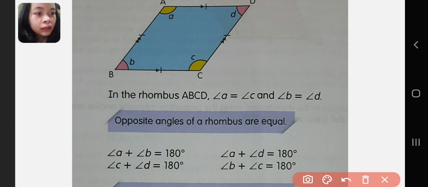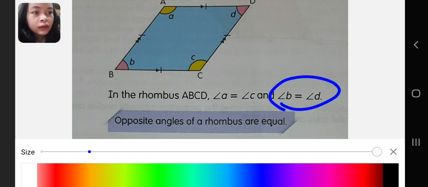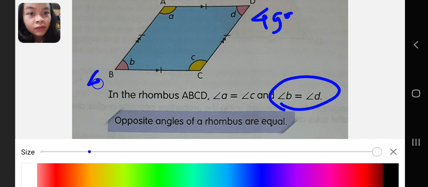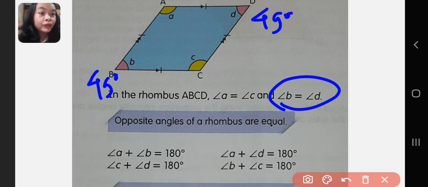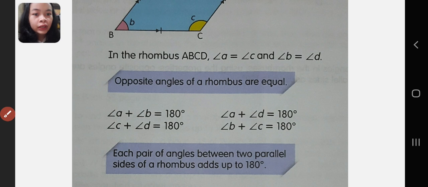Or we can see this theory, like we have counted before. This is 49 degrees, this is 49 degrees. They prove that B equals D, so all of that is connected. So each pair of angles between two parallel sides of a rhombus adds up to 180 degrees. Both of the theories here we have proved.